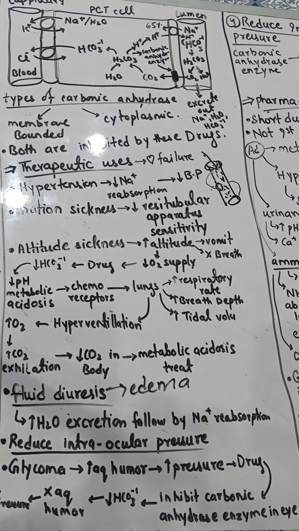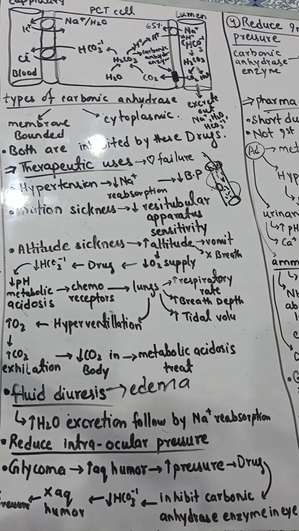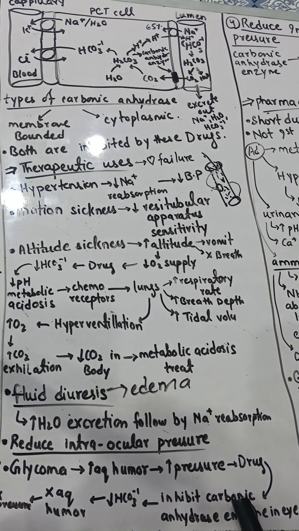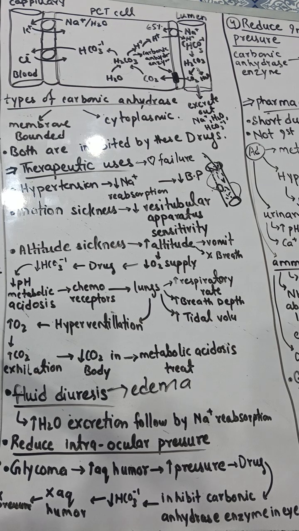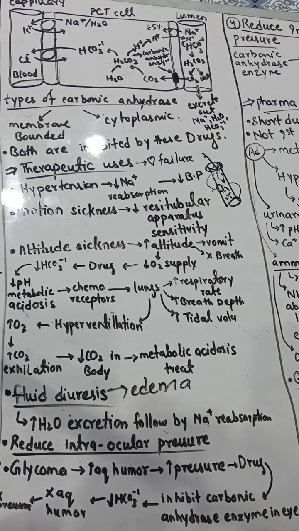Now we will give this drug to the patient with glaucoma. How is this drug working here? It inhibits the carbonic anhydrase enzyme present in the eye. Carbonic anhydrase enzyme is not only present inside your nephron, it is also present in your eyes. It causes the production of aqueous humor, and as a result increases the intraocular pressure.